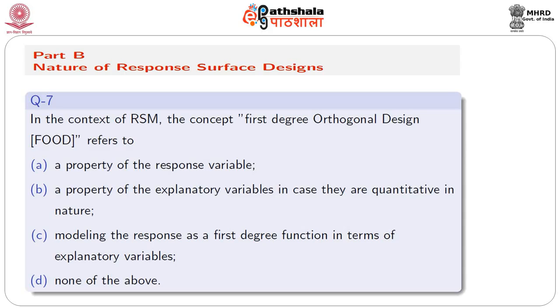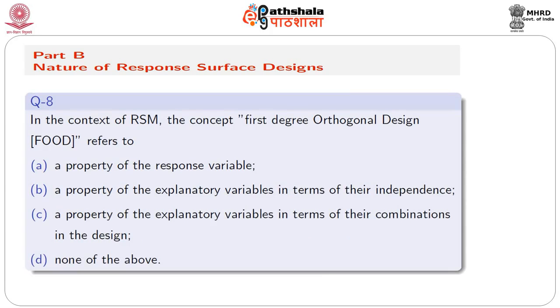Food refers to a property of the response variable, a property of the explanatory variables in case they are quantitative in nature, modeling the response as a first degree function in terms of explanatory variables, or none of the above. So the closest answer is B, a property of the explanatory variables in case they are quantitative in nature, because they have to have some kind of orthogonality property because of the nature of the design. Okay, it has yet to come, but the closest answer is B.